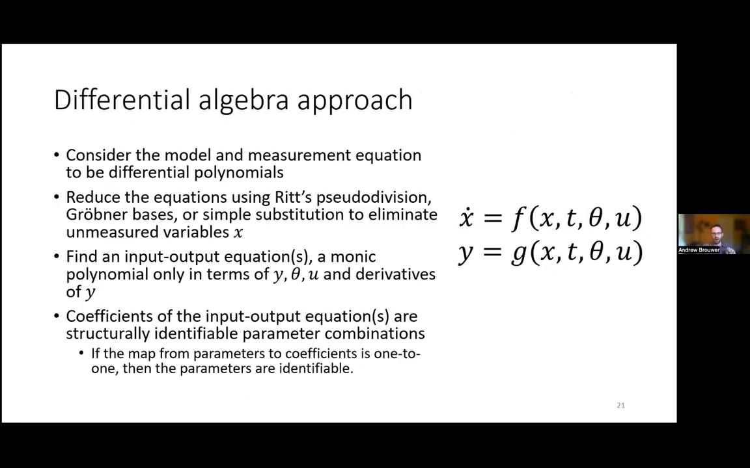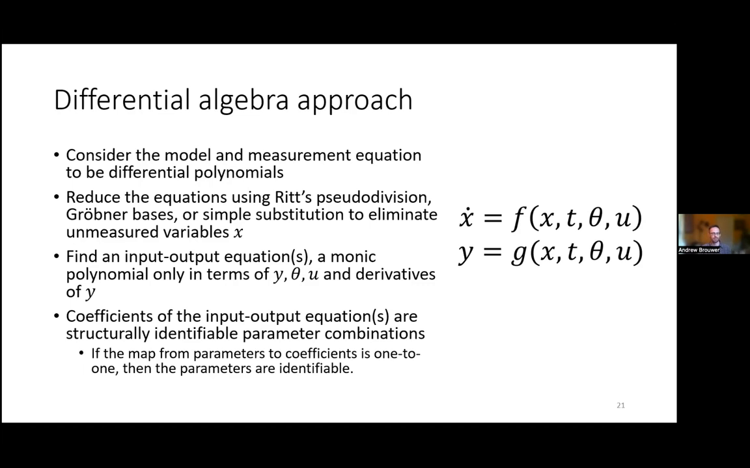And so here's probably my one slide really on differential algebra. As you all know more than me, we're going to be thinking about our models and our measurement equation as differential polynomials. The goal is to reduce these equations, either by something like Ritt's pseudo-division using Gröbner bases, or, in this case, what I'm going to be talking about today is simple enough that we can just use substitution. That's really only viable in these kinds of linear models. As soon as you get into nonlinear models, like in some of my other work, where I look at transmission models for infectious disease, those, due to the nonlinearity, become very difficult very quickly to do, at least by hand.